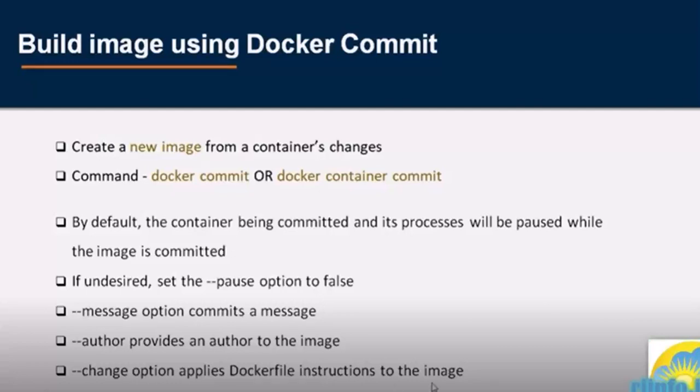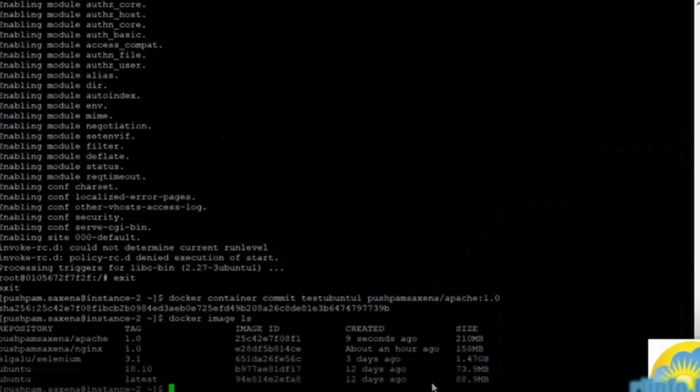So let's use some of these options while creating an image from the container. Let's get back to our host now. We will create an image from the same container now. Say docker container commit. I'll provide a message here, a new image, and give the author as Pushpam Saxena. And then our container, the name test-ubuntu-1.